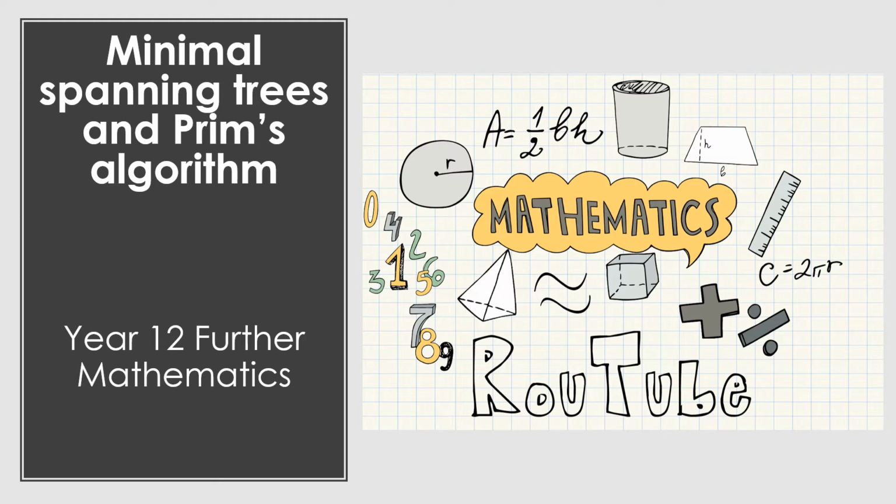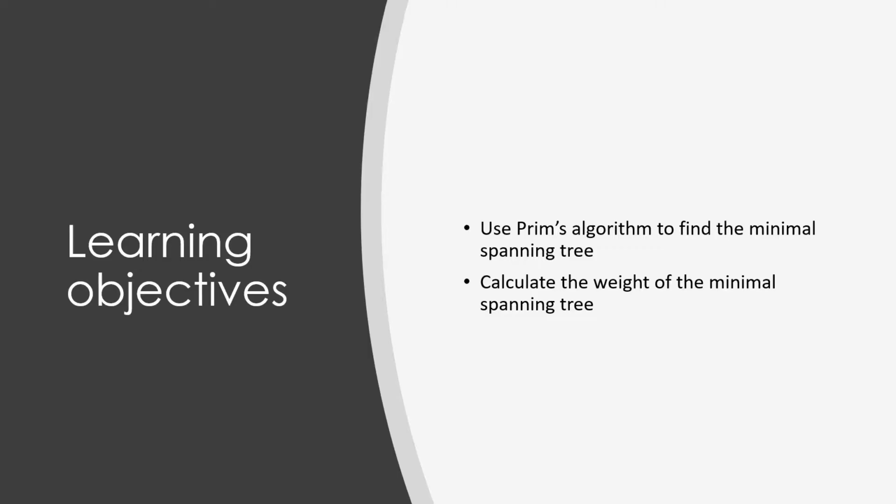In this video, I will be covering minimal spanning trees and Prim's algorithm, which are in the Year 12 Further Maths module networks. As I do in all of my videos, I will begin by outlining the learning objectives that will be covered in the video. The first objective is to use Prim's algorithm to find the minimal spanning tree, and the second one is, once we have found it, how to actually calculate the weight of the minimal spanning tree.